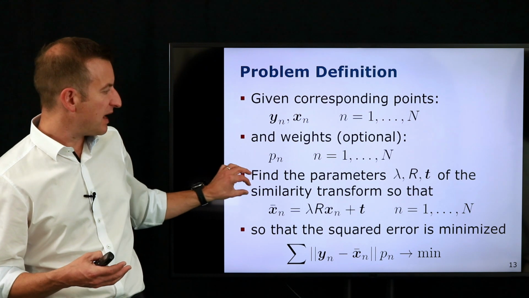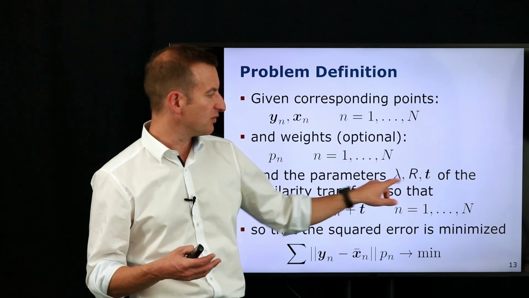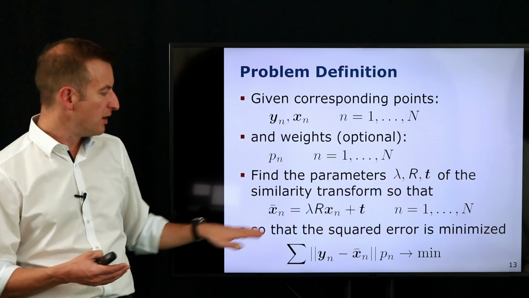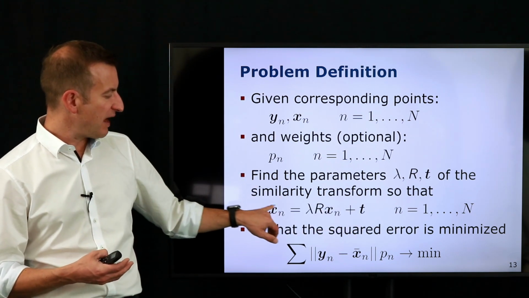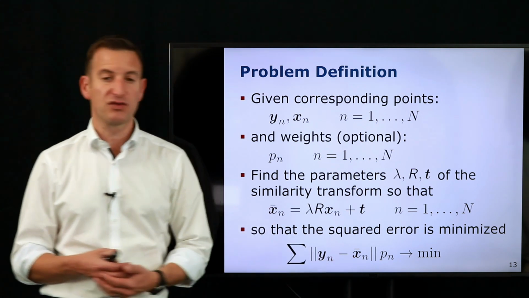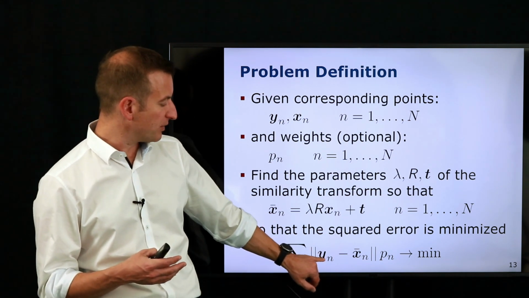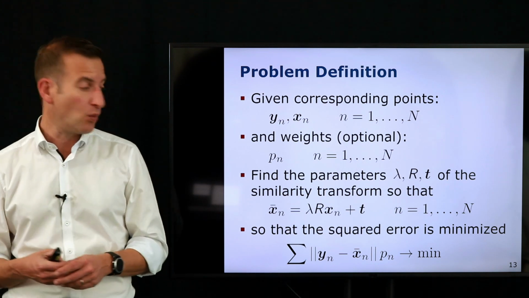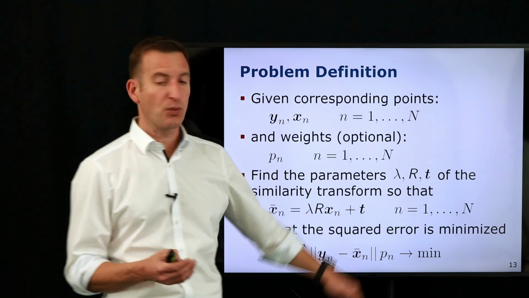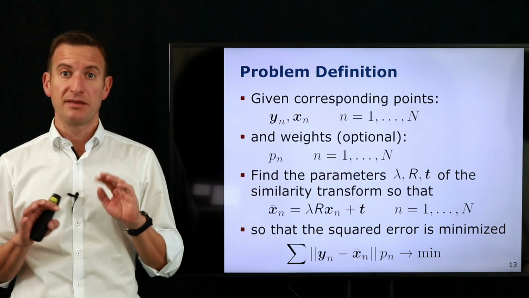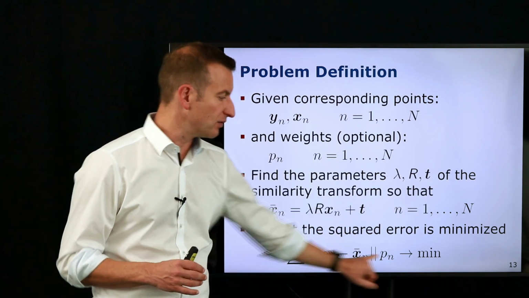Then the task is we need to find the 3 parameters lambda, R, and t, where those 2 are 3-dimensional, and this is a 1-dimensional parameter, so we have 7 degrees of freedom, to come up with this similarity transform, so that the result of these transformed points, these x bar, are as close as possible to the original point cloud to which I want to transform it, so yn. And we don't take the pure squared error into account, but the weighted squared error. I want to minimize this term. And the whole lecture today is about how to find lambda, R, and t so that this holds.